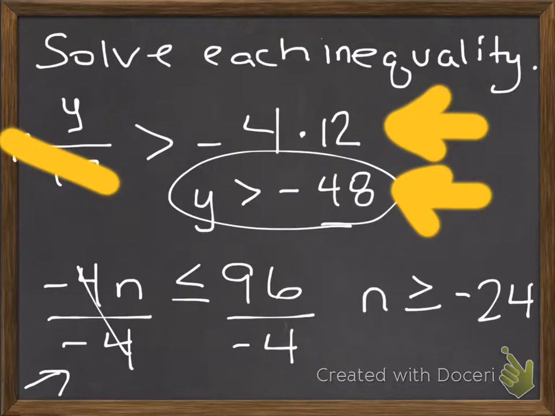And then the second one, -4 times n is less than or equal to 96. To cancel out the -4 times n, we're going to divide by -4. Since we divided by -4, we need to flip the symbol, and that gives us n is greater than or equal to -24.